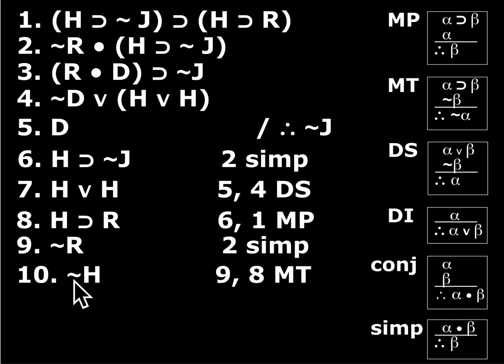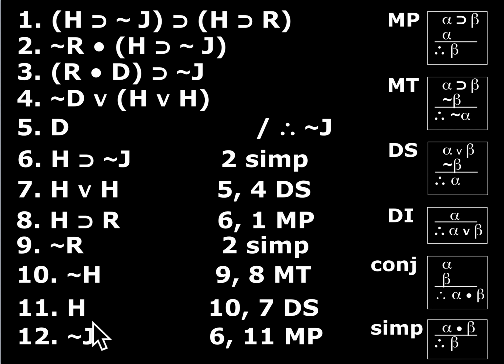Now, I have the negation of the first disjunct. Don't worry, some of you are looking at this thinking this is kind of weird, and I'll get back to this in a minute. But this is the negation of the first disjunct, so by DS, I can derive the other disjunct. So let's look at DS. If I have a disjunction, and I have the negation of one of the disjuncts, I can derive the other disjunct. So I can get H by DS on 10 and 7. And now that I have H, I can get not J by modus ponens. Okay. Now let's go back to this one.